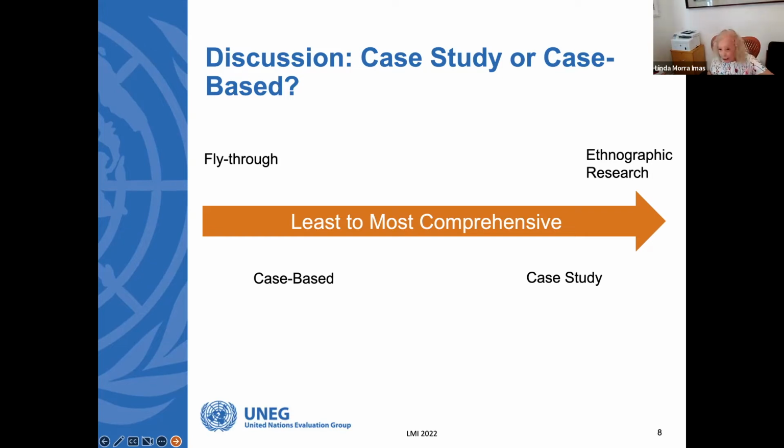So at one extreme, we have fly-throughs, right? That's the least good methodology. Sometimes maybe you have to do it, but you don't want to be there on the fly-throughs. On the other side of this continuum, we have something called ethnographic research or ethnographic evaluation.